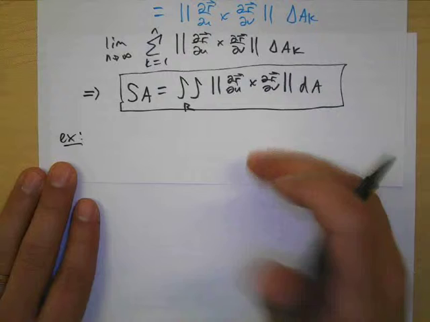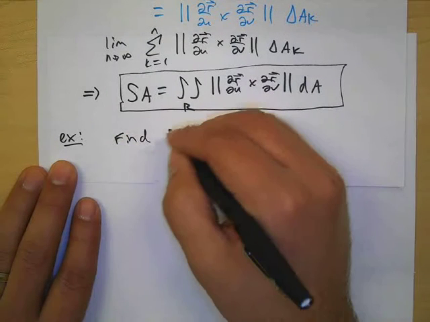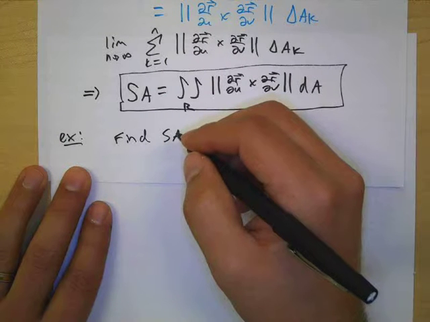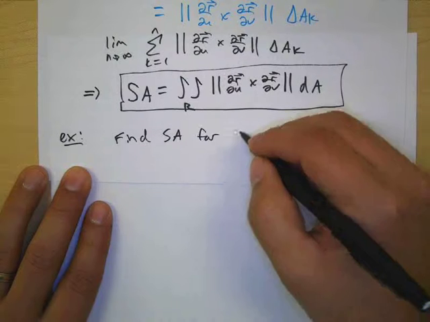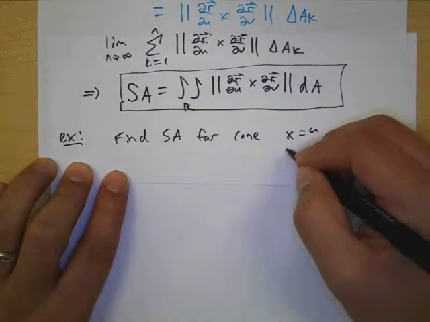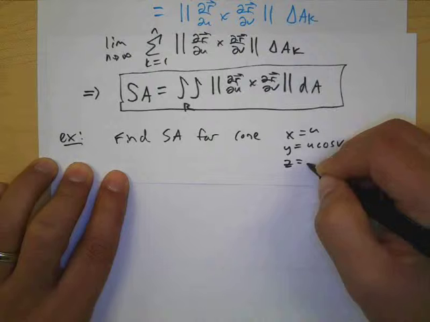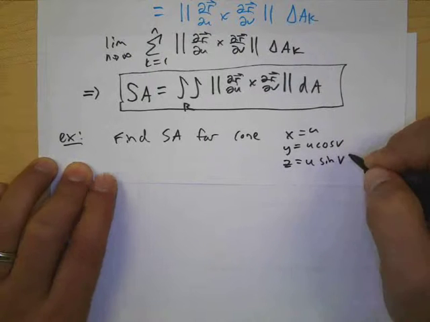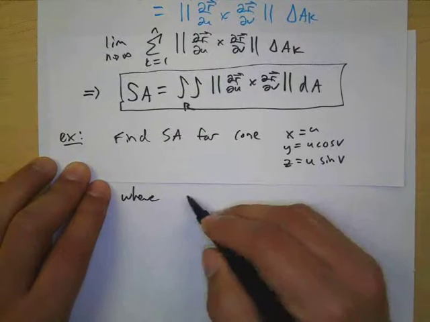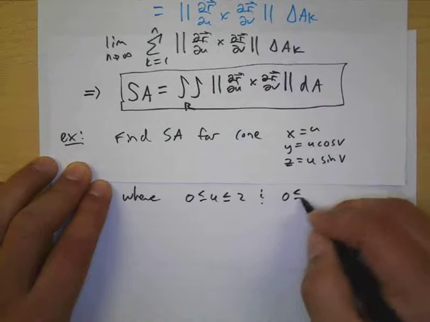So let's say we want to find surface area for a cone where x equals u, y equals u cosine v, and z equals u sine v, where u is from 0 to 2 and v is from 0 to 2 pi.